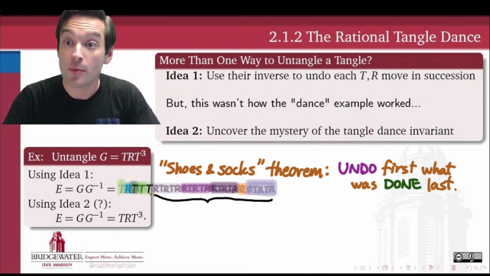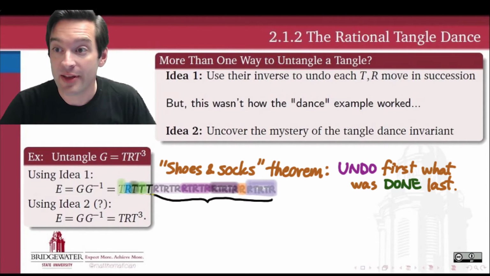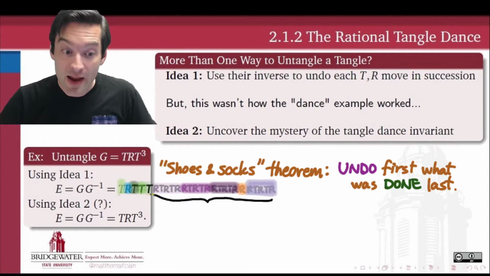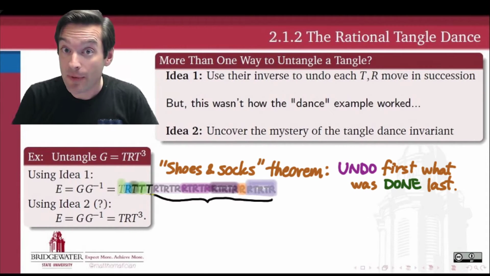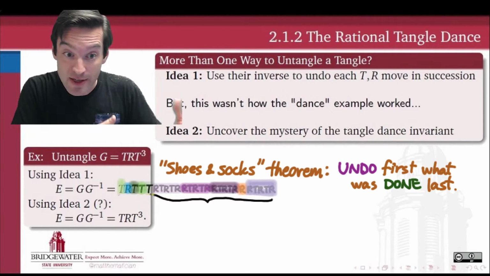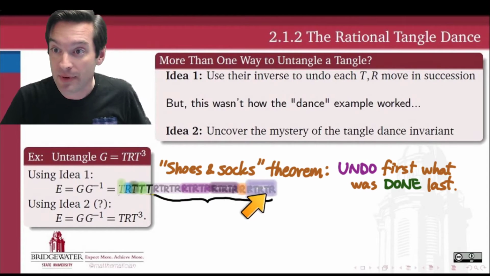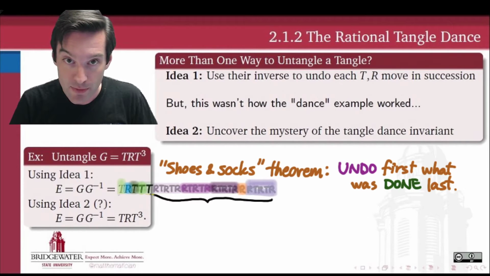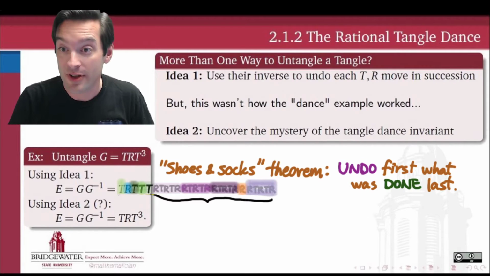The way we're going to look for a more efficient inverse is by trying to uncover what I call the mystery of the tangle dance invariant. In other words, what we're going to ultimately do is find a better way to represent rational tangles besides just spelling out the word. Because it seems to be the fact that we're using these letters T and R to represent them, and then trying to invert each letter one at a time, that's causing our inverses to be as long and complicated as this one seems to be. So if we can find a different way of representing tangles, maybe that will also lend itself to a more efficient way to invert tangles.